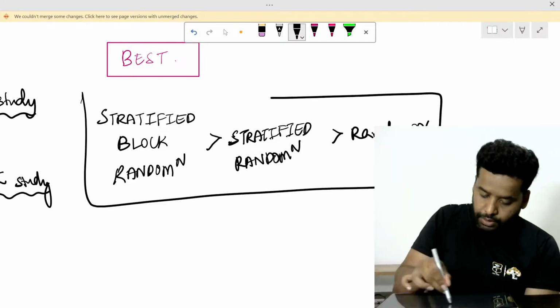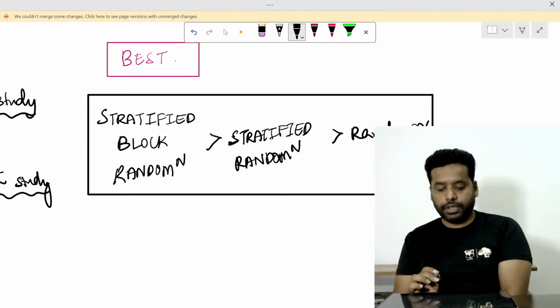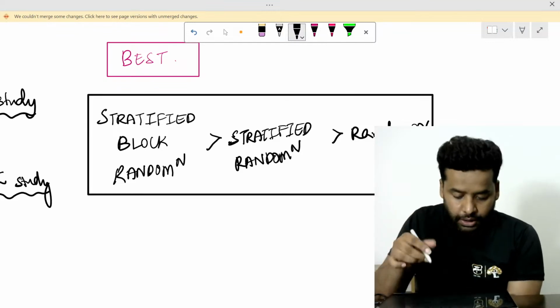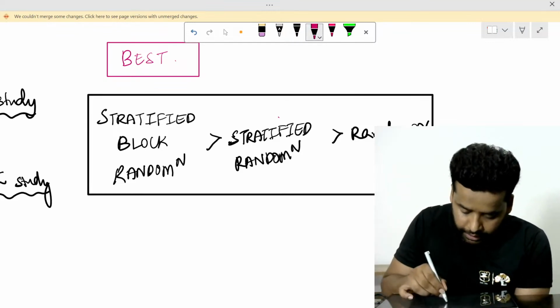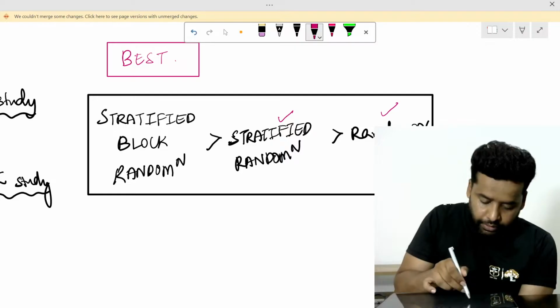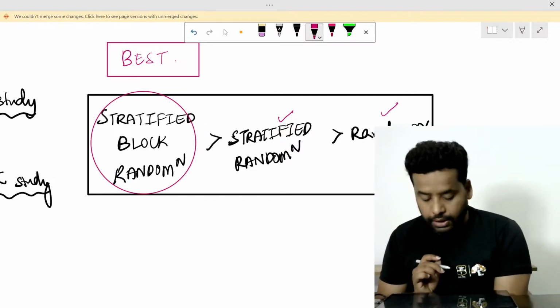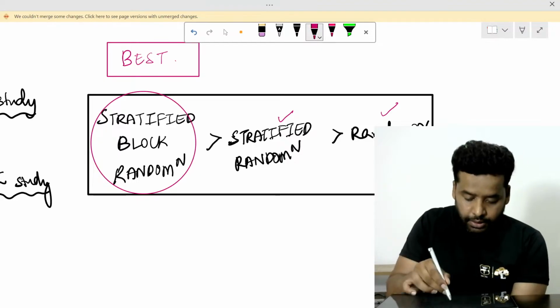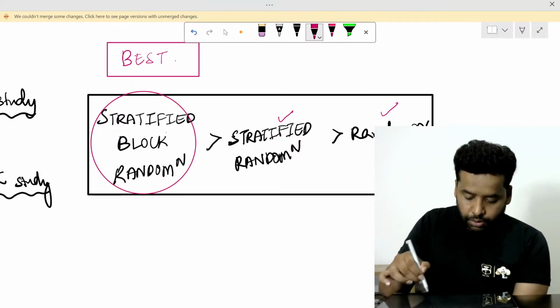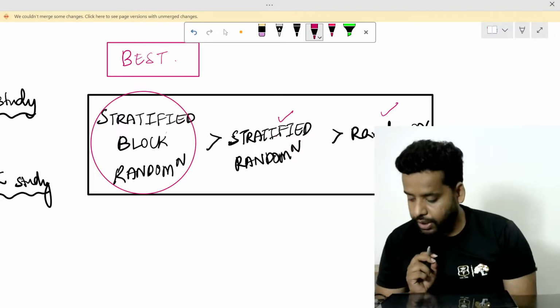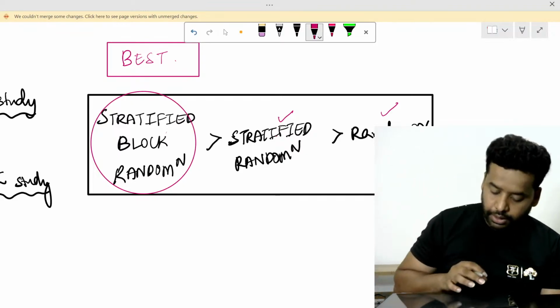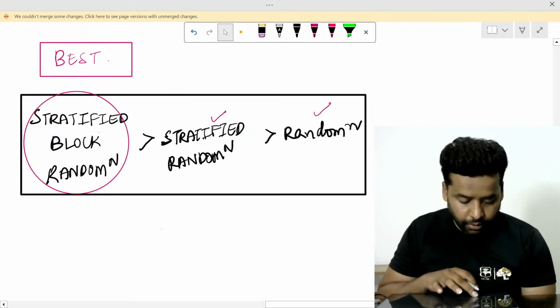So if there is an MCQ where stratified randomization and randomization are both in the options, then your answer will be stratified randomization. If stratified block randomization is there in the options, then that will be the correct answer. This is the best. 1, 2, 3. If you go in sequence, it reduces the effect of confounding factors.